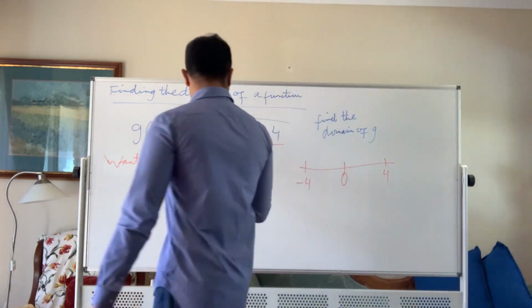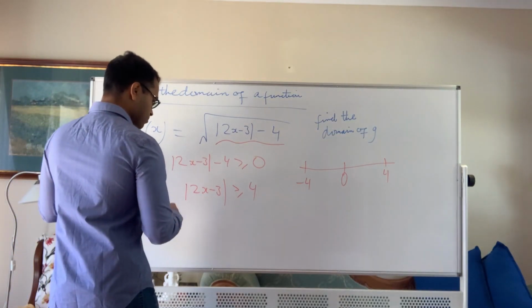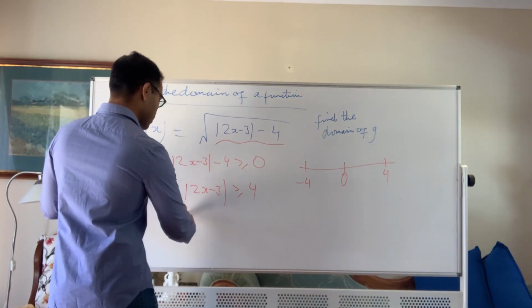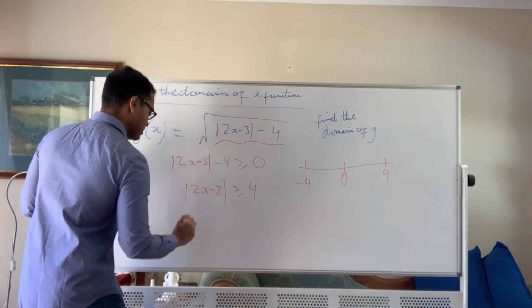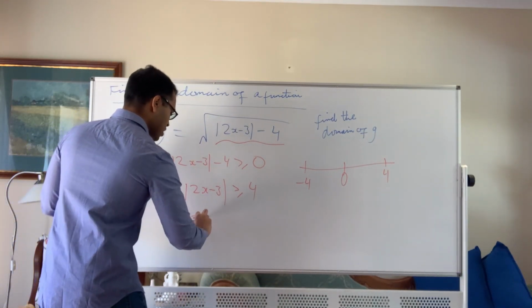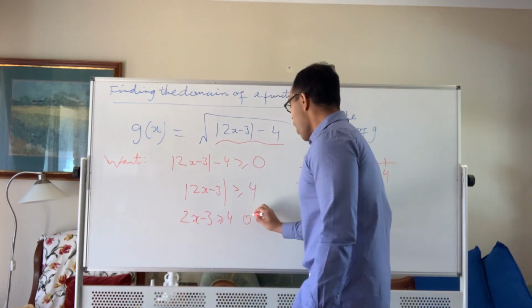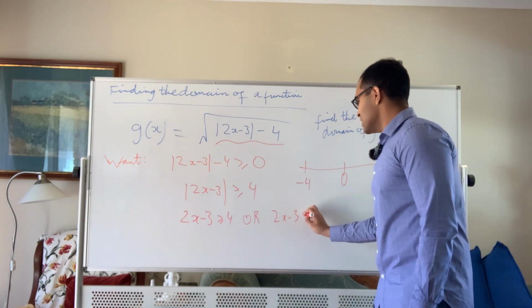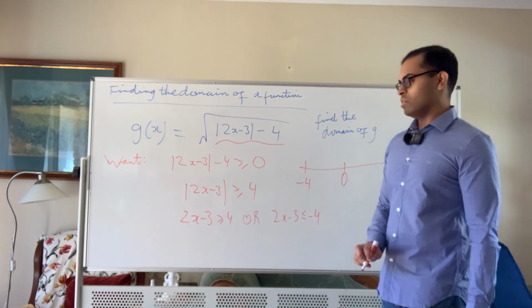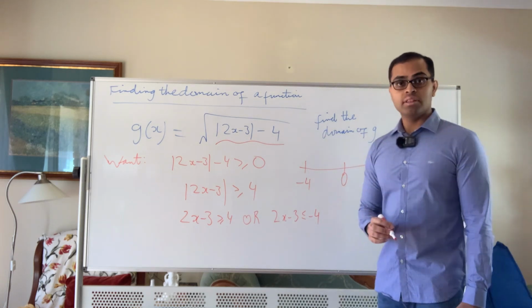So we can split this inequality up into two inequalities now. We can remove the absolute value, and we get just linear inequalities. 2x minus 3 is greater than or equal to 4, or there are two possibilities, 2x minus 3 is less than or equal to minus 4. And we can now solve both of these inequalities.